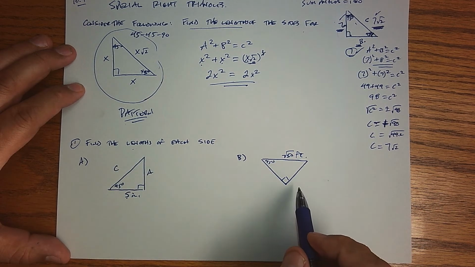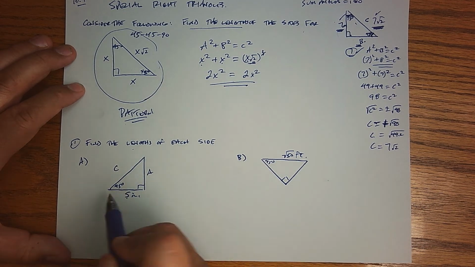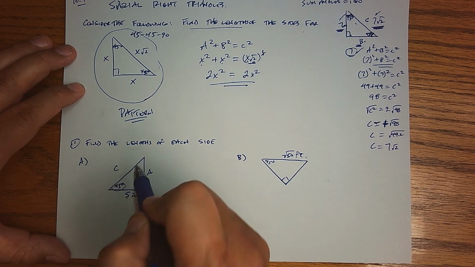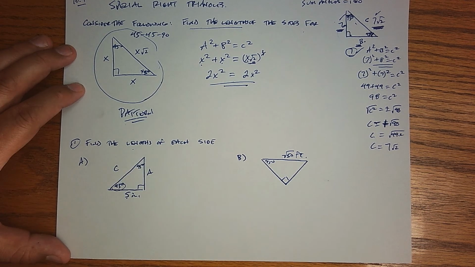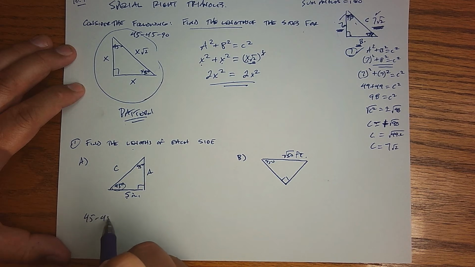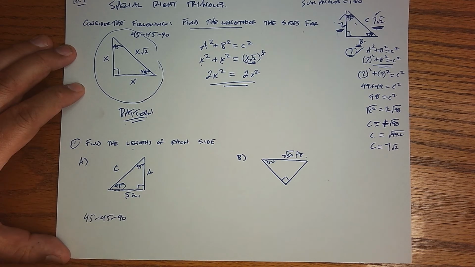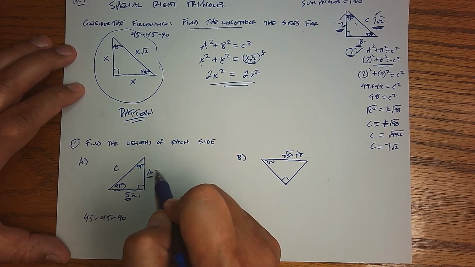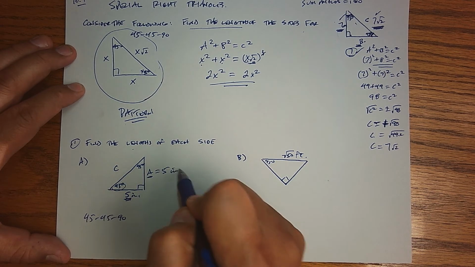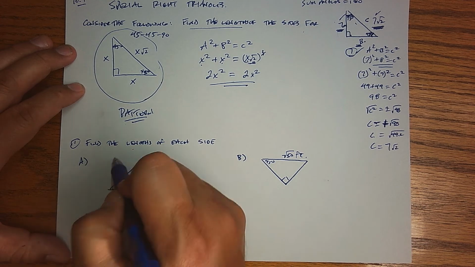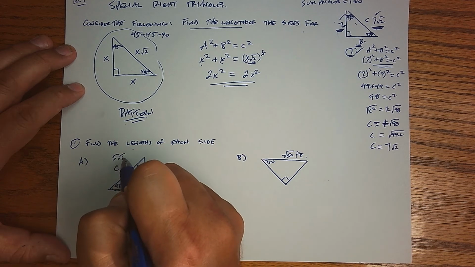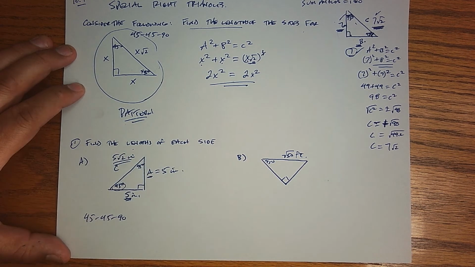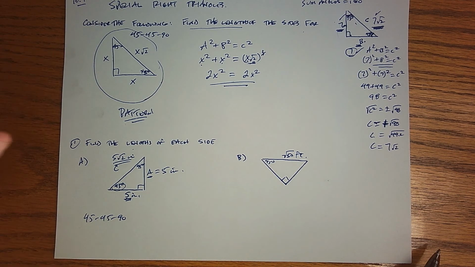So again, we're stuck. We don't know two sides. However, I do know this is a 45-degree angle, which forces that to be a 45-degree angle. So we have a 45, 45, 90 situation. What does that mean? This side and this side have to be the same. So this side would also have to be 5 inches, and then C is that 5 inches times the square root of 2. There would be your solution. In this case, A is 5, C is 5 square roots of 2. It's a pretty easy situation to work with once you see it.